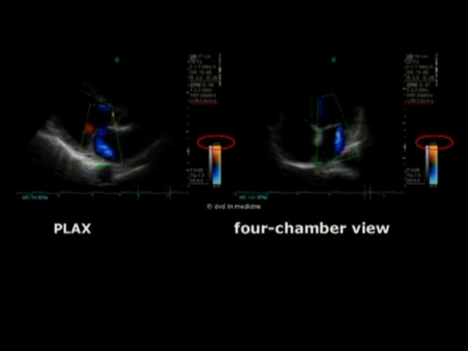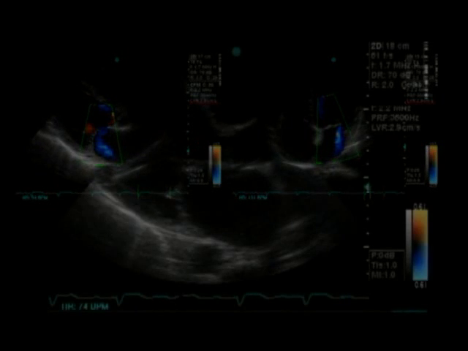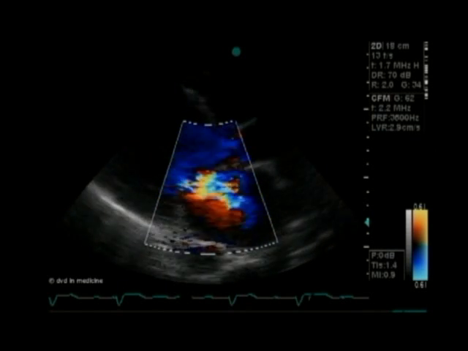At least two orthogonal views should be used with the Nyquist limit set at around 60 centimeters per second. Large colored jet areas indicate more severe MR when the jet is centrally directed, but the results of the measurement can be misleading with eccentrically directed jets.